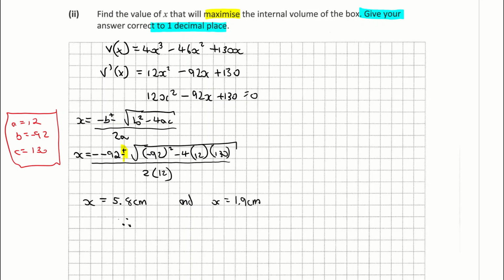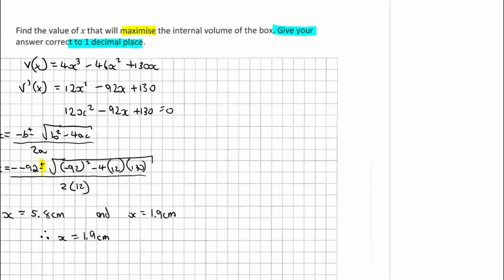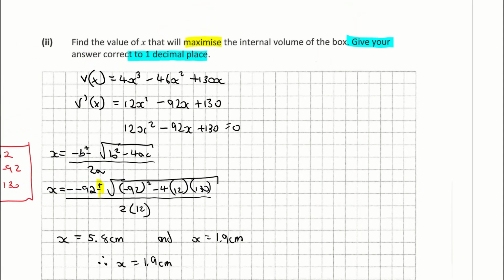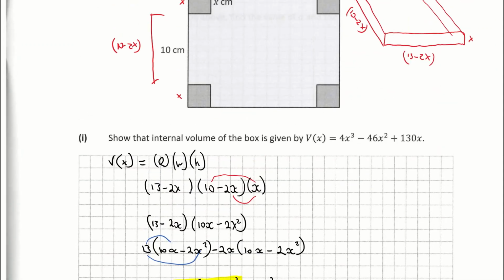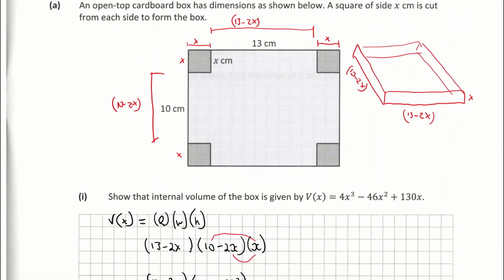Now the question, if you look at it, has only one value for x, and I'm going to take the 1.9 centimeters. And the reason for that is if you come back up to the dimensions of your box, and if you think about it, I sub in my value for x here. So let's just scroll up here. If I was to sub in, so imagine I'm over here, my value for x is either 5.8 or 1.9.